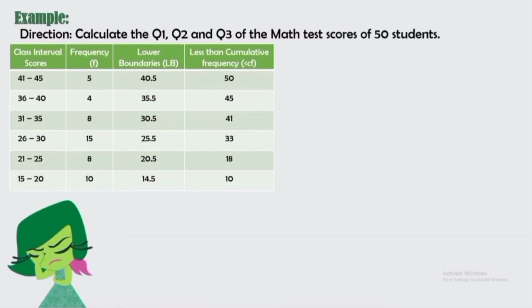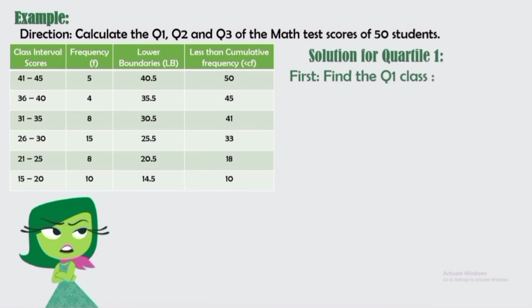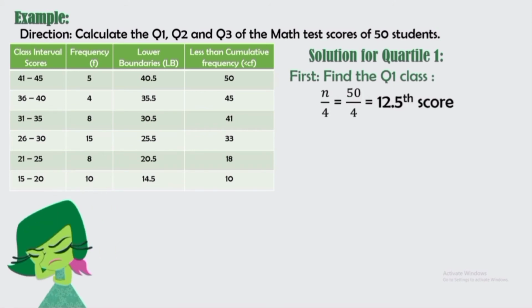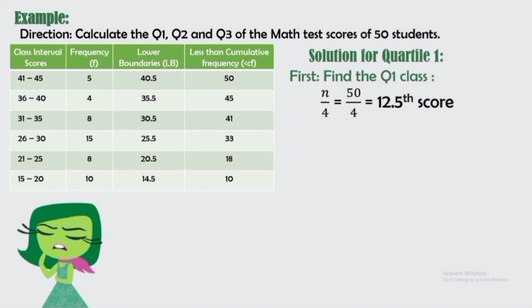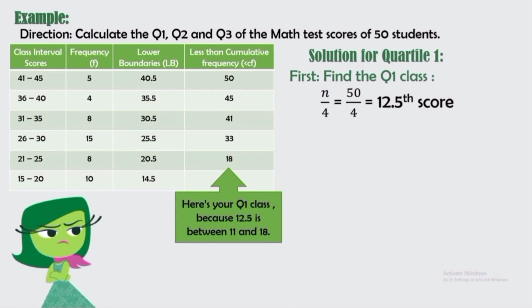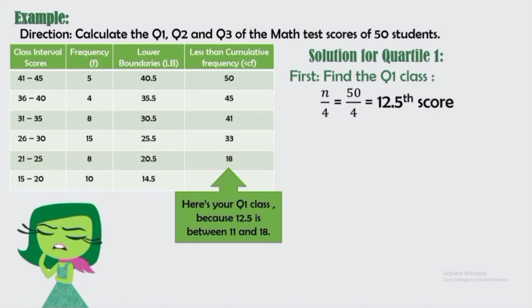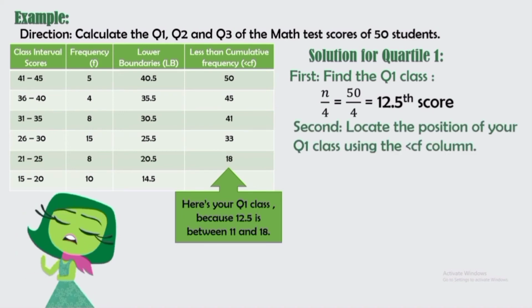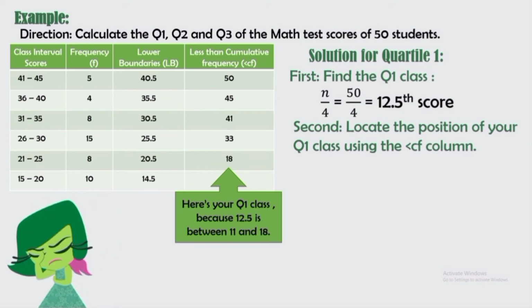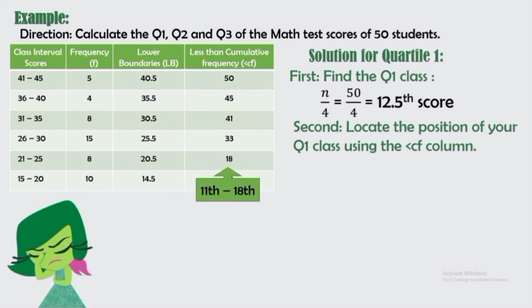Using the given data, here is the solution for quartile 1. First, find the first quartile class. Number of students divided by 4, 50 divided by 4 is equal to 12.5 score. Now here is your first quartile class because 12.5 score is between 11 and 18. Second, locate the position of your first quartile class using the less than cumulative frequency column, in between 11 and 18.